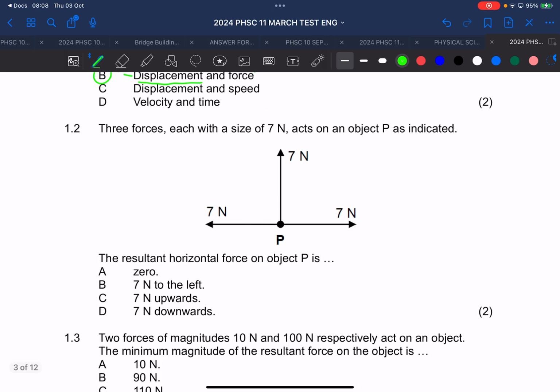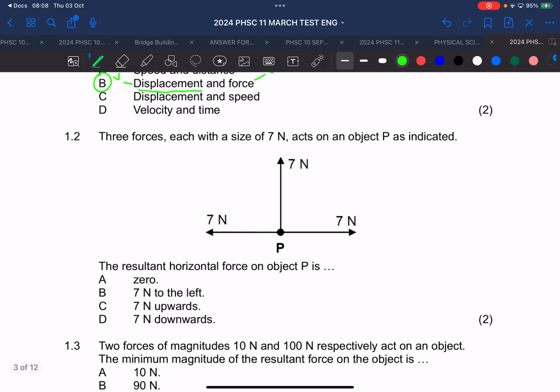Okay, then they say there, 3 forces, each with a size of 7 Newton, acts on an object P as indicated. Okay, so there's object P. There you have your 3 forces. Now they ask the resultant horizontal force. Rita Billy, what is resultant again? Okay, so resultant is where you add all of the forces together.